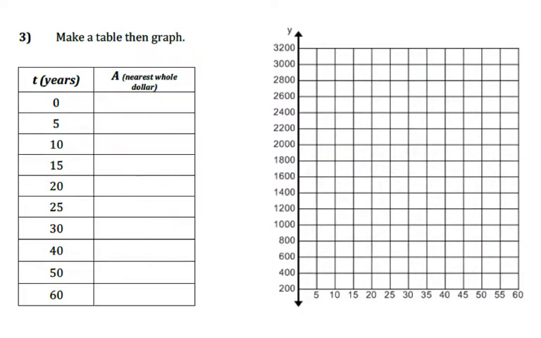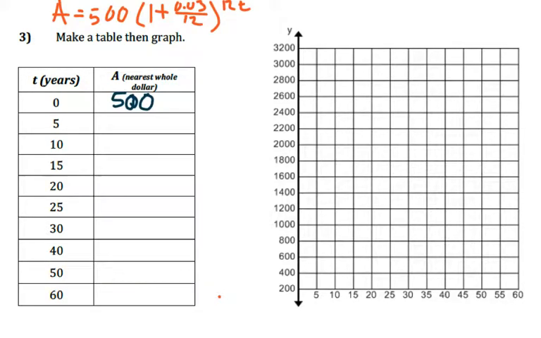Now we're going to use that equation and fill in our table and graph what we find. The equation A equals 500 times 1 plus 0.03 over 12 raised to the 12t power. So we're going to substitute in 0 for t, which makes everything in the parentheses simplify to 1. And 1 times 500 is 500. So at 0 time, or 0 years, we have $500. Which makes sense. If you invest $500 and no time has passed, you have $500.